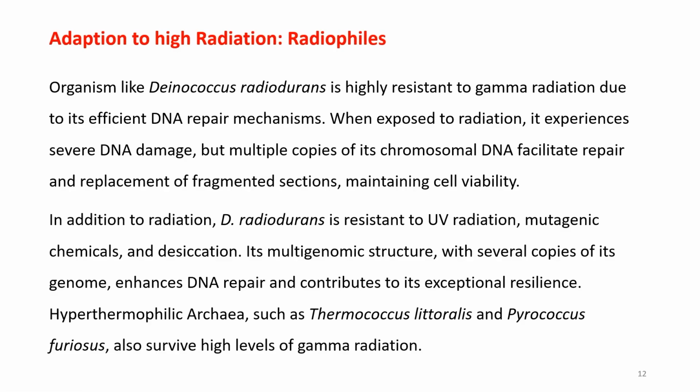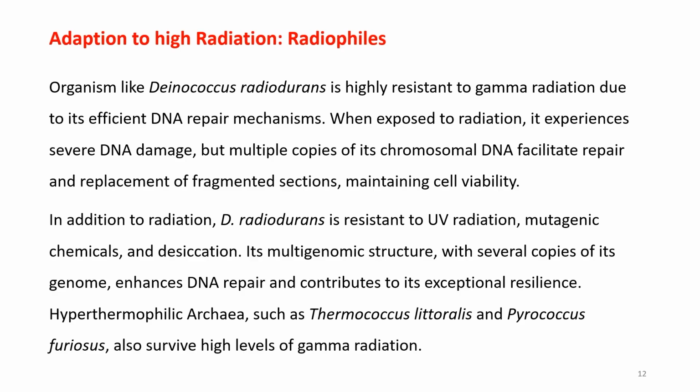Now, there is another kind of extremophile known as radiophiles. These are microorganisms which can adapt to high radiation. For example, Deinococcus radiodurans is highly resistant to gamma radiation due to its efficient DNA repair mechanisms. When exposed to radiation, it experiences severe DNA damage, but multiple copies of its chromosomal DNA facilitate repair and replacement of fragmented sections, maintaining cell viability.